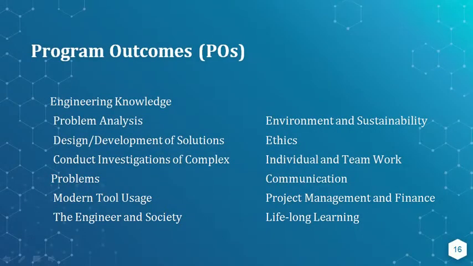When it comes to the program outcomes for the UG engineering program, that will be common for Tier 1 and Tier 2. They listed 12 program outcomes: engineering knowledge, problem analysis, design and development of solutions, conduct investigation of complex problems, modern tool usage, engineer and society, environment and sustainability, ethics, individual and teamwork, communication, project management and finance, and lifelong learning. So these POs will be mapped with your COs, course outcomes.